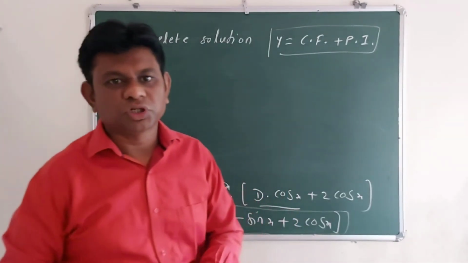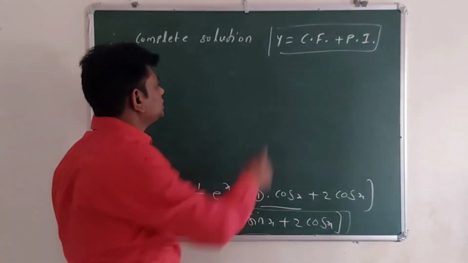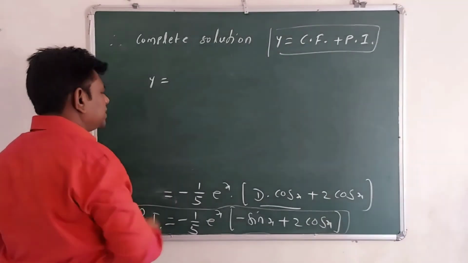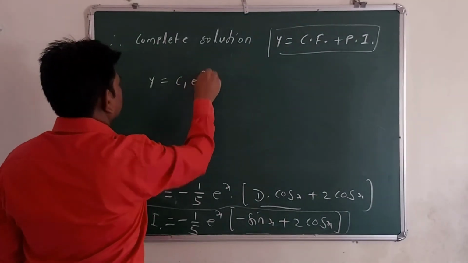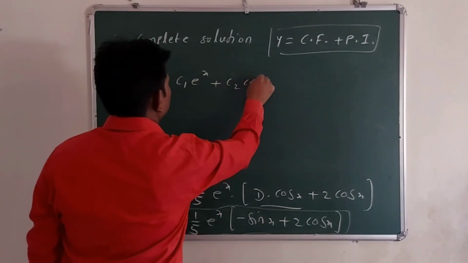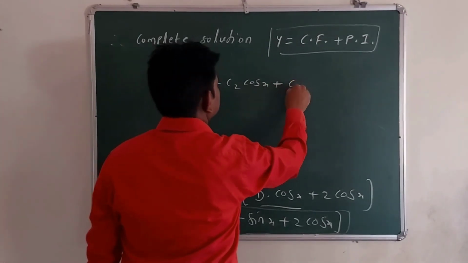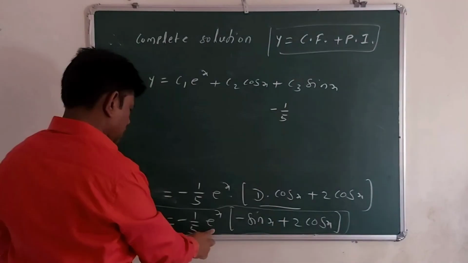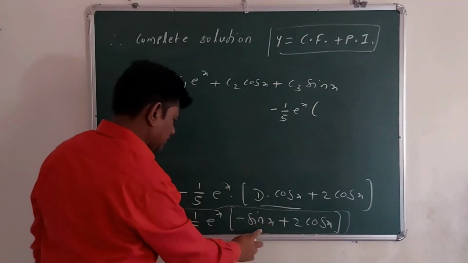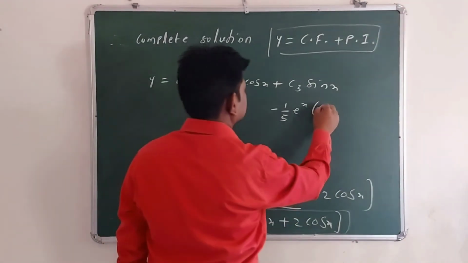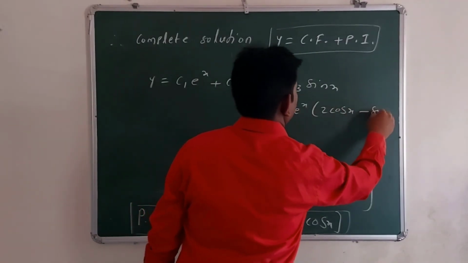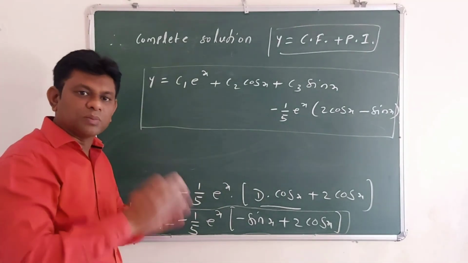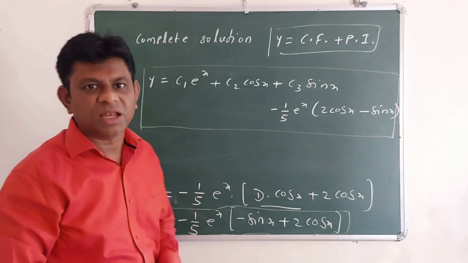Therefore the complete solution of the given differential equation is y is equal to CF plus PI. Here CF is C1 e to the power x plus C2 cos x plus C3 sin x, and PI is minus 1 by 5 e to the power x times minus sin x plus 2 cos x. We write this as 2 cos x minus sin x. So this is the general solution, or complete solution, of the given differential equation.